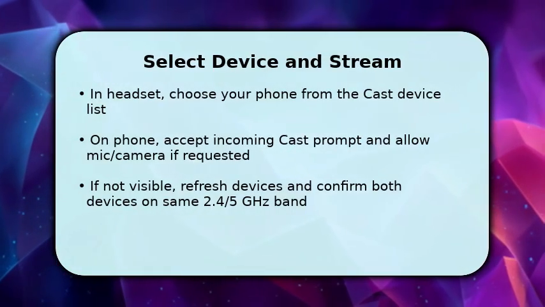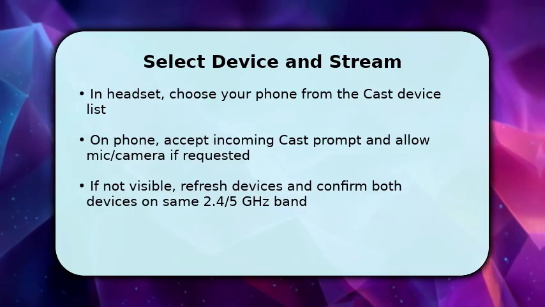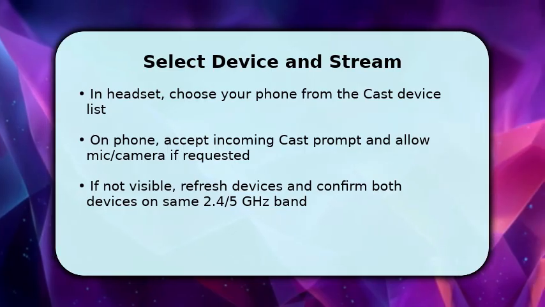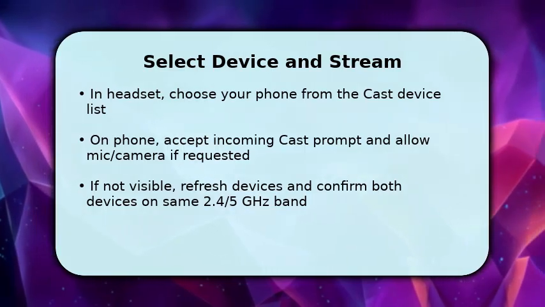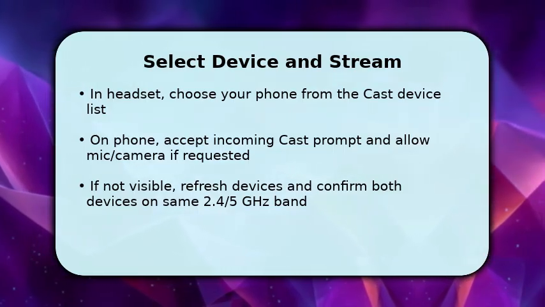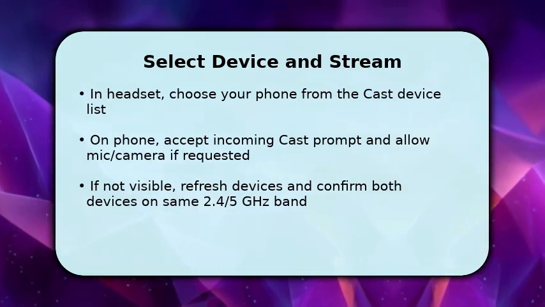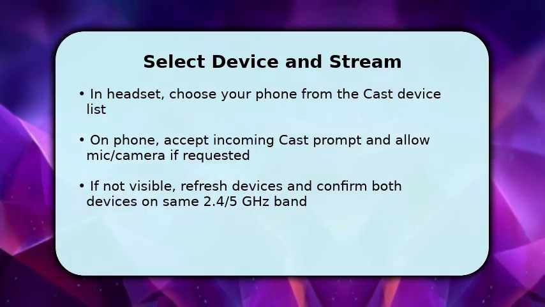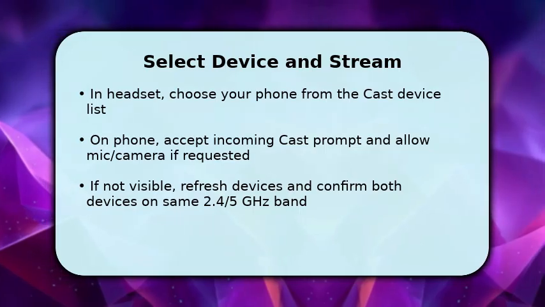In the headset cast menu, pick your phone's name, then switch to the Oculus app and accept the incoming cast request when prompted. Make sure to grant any permissions the app asks for, because they allow the app to display and record your cast. If the phone does not appear, refresh the device list. Often switching Wi-Fi bands or disabling VPNs fixes visibility.